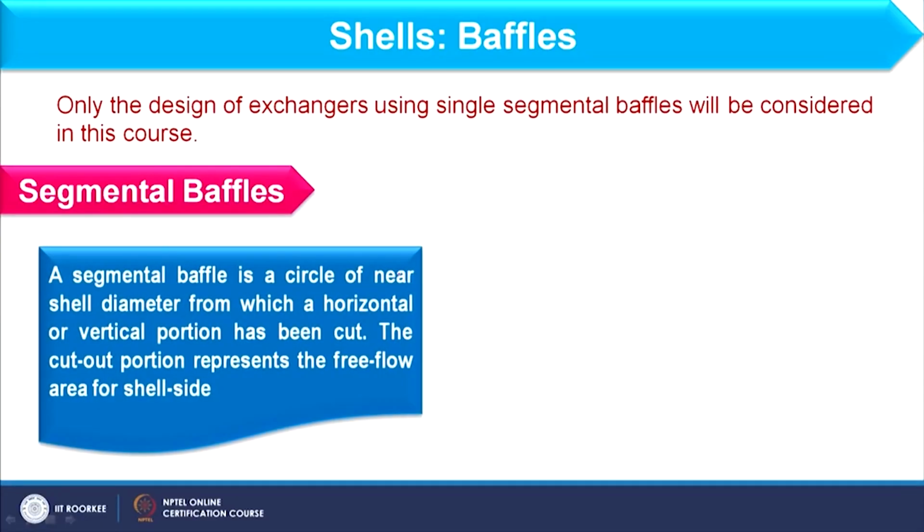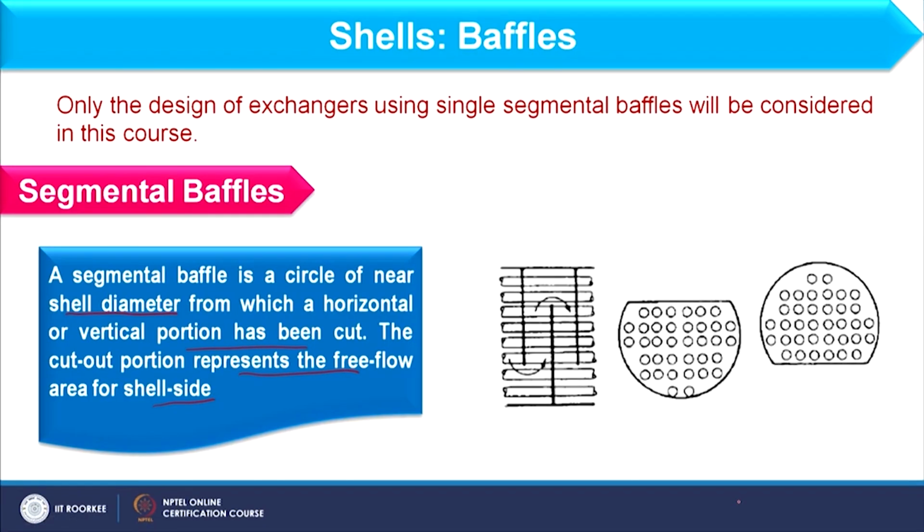Now, as far as this course is concerned, we will only focus on segmental baffles, okay. As far as segmental baffles are concerned, a segmental baffle is a circle of near shell diameter from which a horizontal or vertical portion has been cut. The cut out portion represents the free flow area for the shell side, right. So, we have this cut as well as this cut, and this we are considering as the segmental baffle or single segmental baffle, okay. Only this type of baffle we are going to design in this particular course.